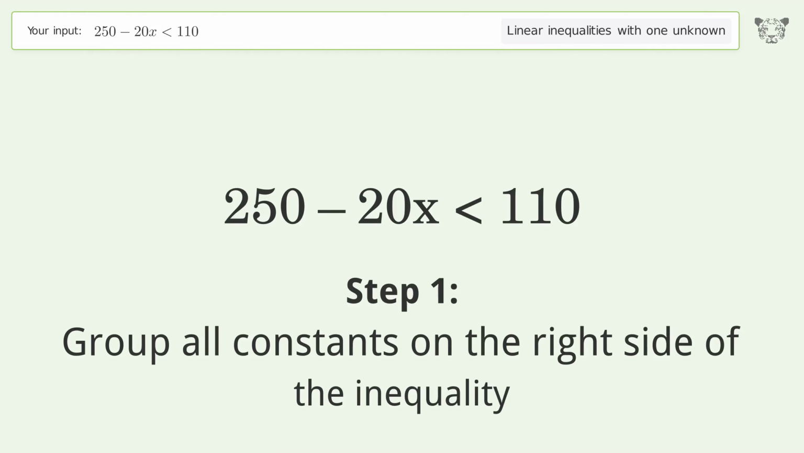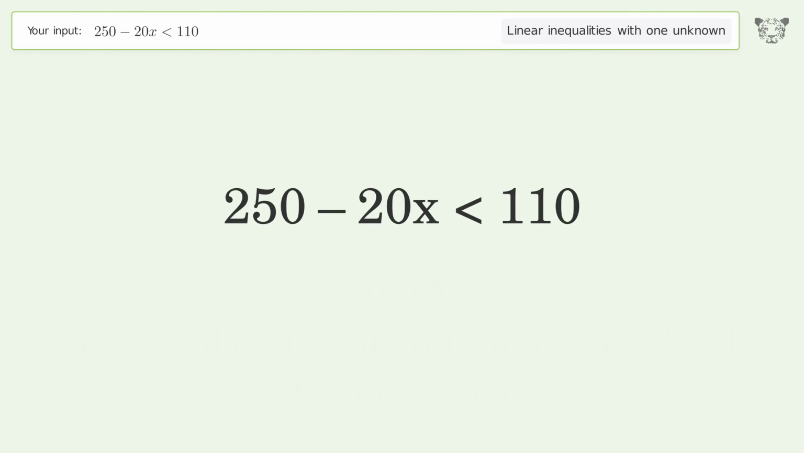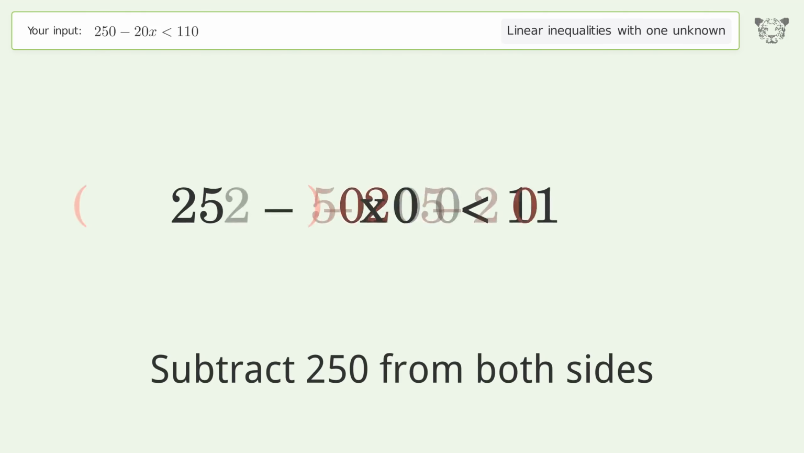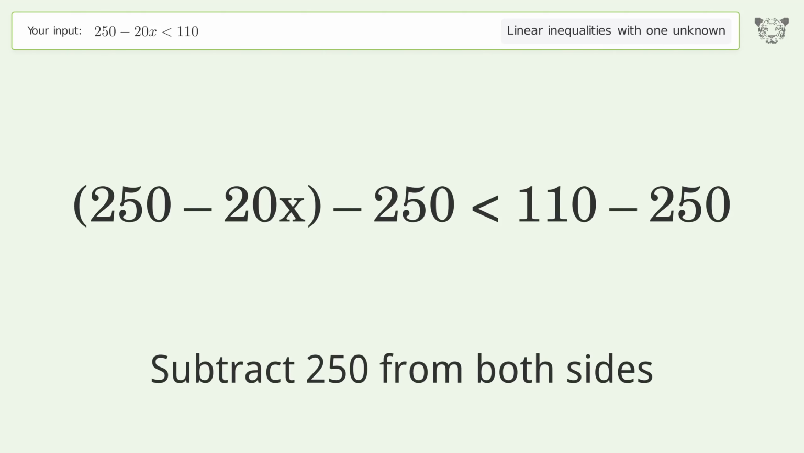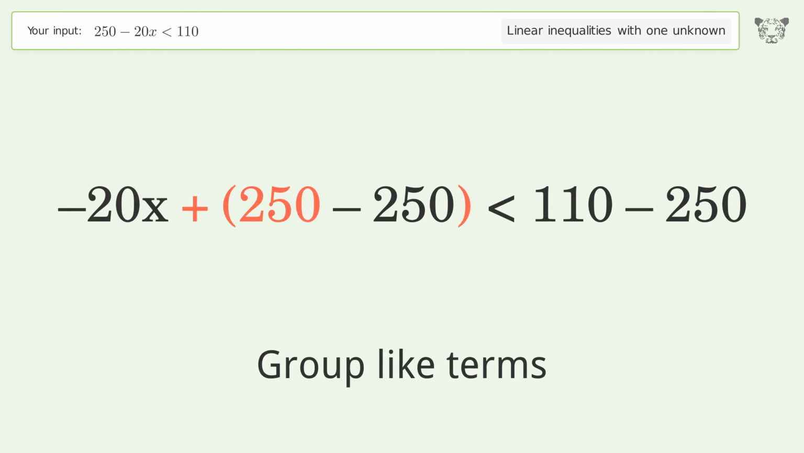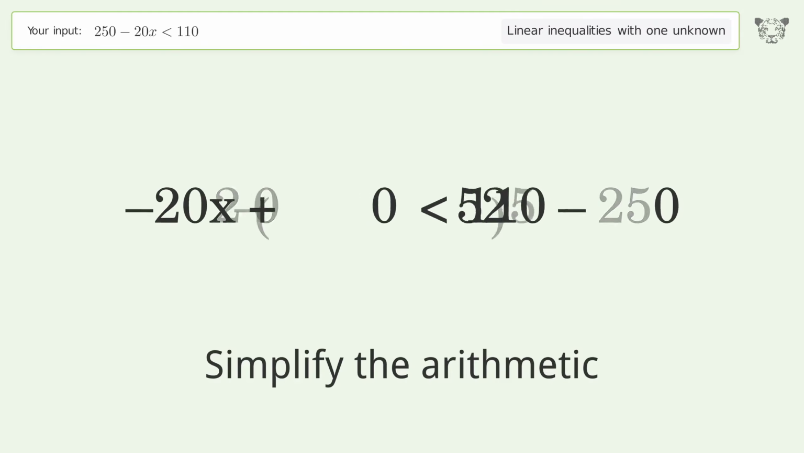Group all constants on the right side of the inequality. Subtract 250 from both sides. Group like terms. Simplify the arithmetic.